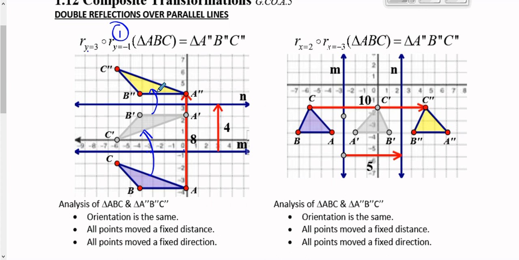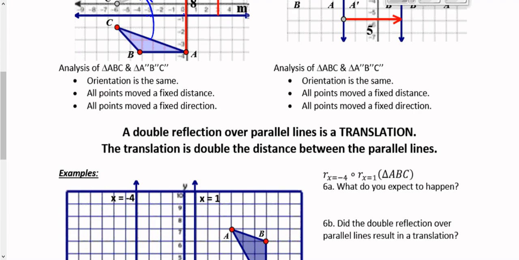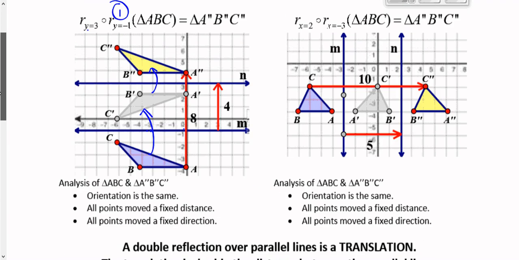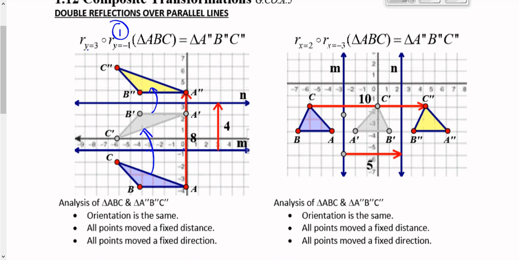Now, how far did this triangle move altogether when we did the double reflection? It moved 8. Does this look like, if you didn't have this one in the middle, that reflection, and we're just looking at it, what would you say this transformation was? Reflection, rotation, translation. Does it look like a translation? How far? Up 8, didn't it? And the distance between the lines was 4. Okay, think about that. Let's go look at the next one.